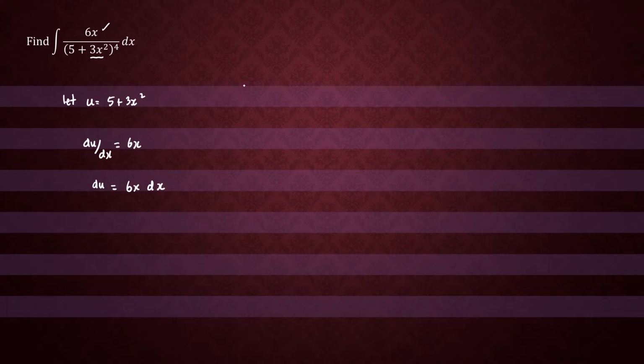So let's rewrite our original question. We want the integral of 6x on (5 plus 3x squared) raised to the power 4 dx. So the aim is to rewrite this question in terms of u. So we'll write down the integral sign. And we know that 6x dx is equal to du. So we'll write du here, which is equal to this part.